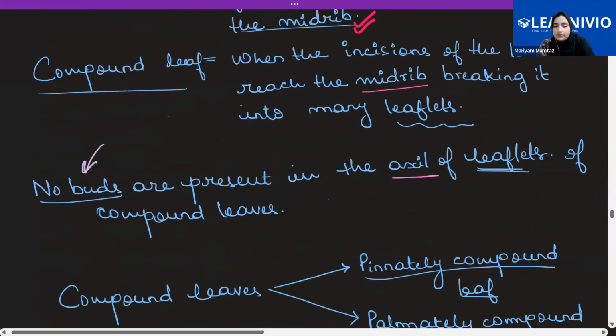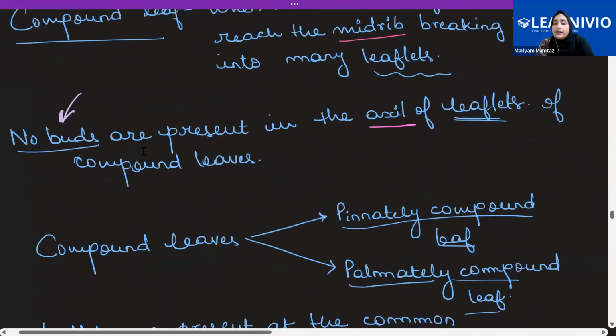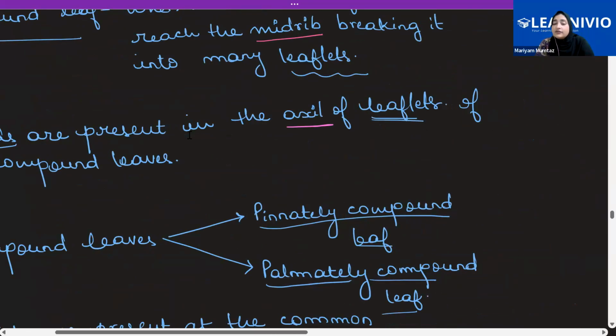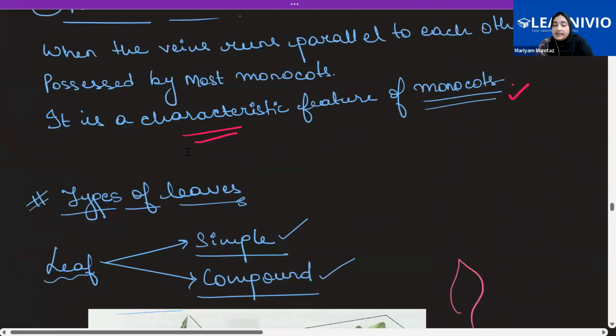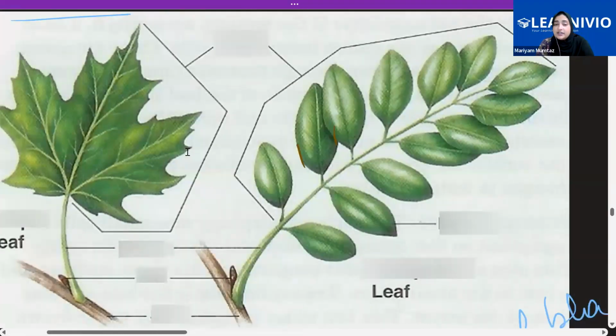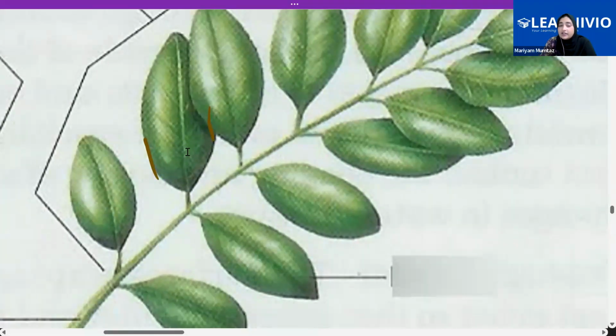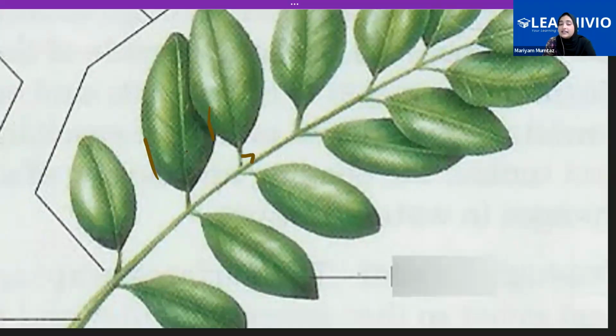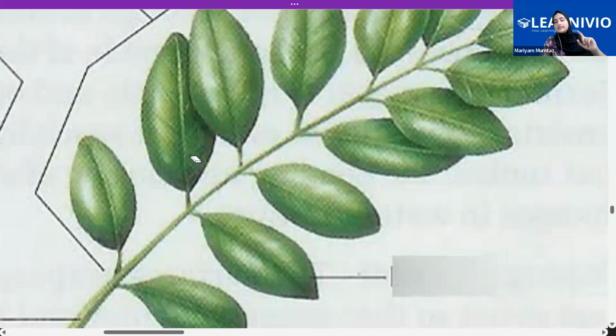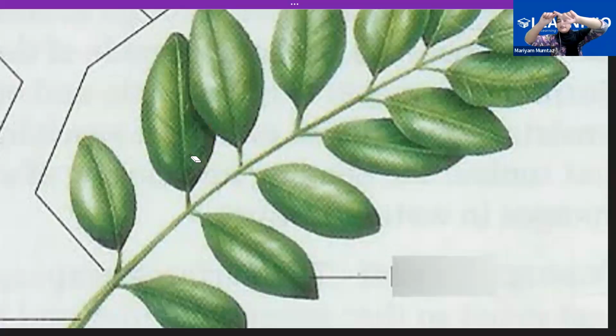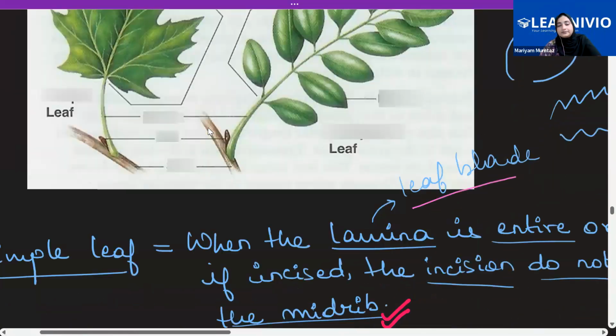Now, no buds are present in the axil of the leaflets of compound leaves. If you see these particular leaflets, none of them is going to have an axillary bud. It's just not there, because it is one leaf that has been divided into several tiny leaflets.